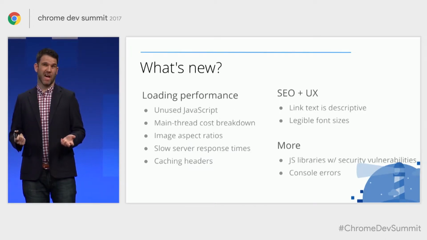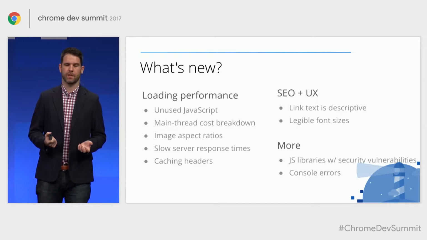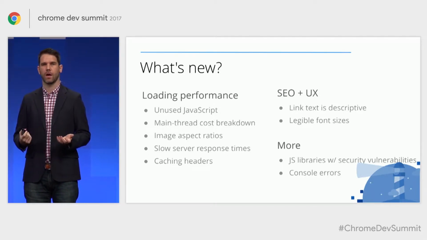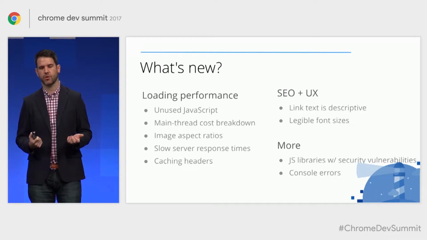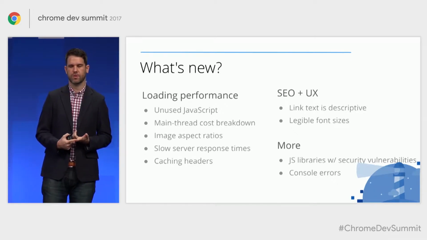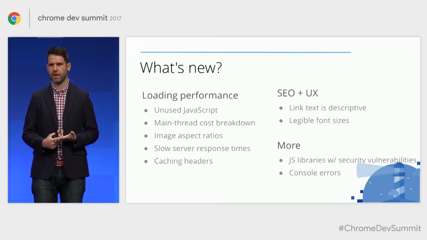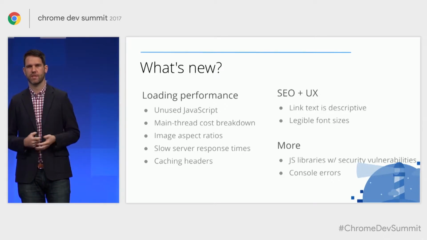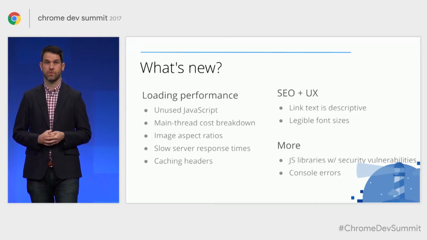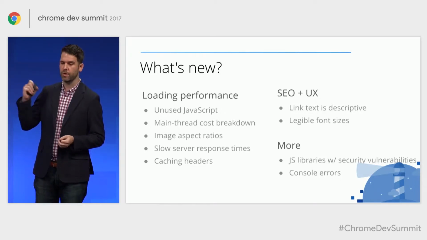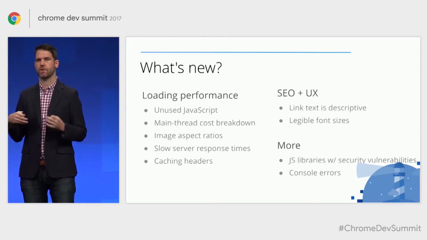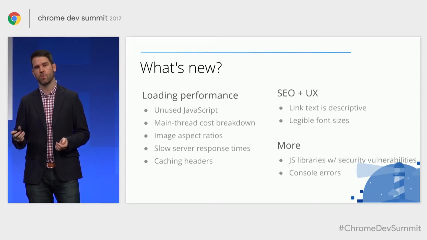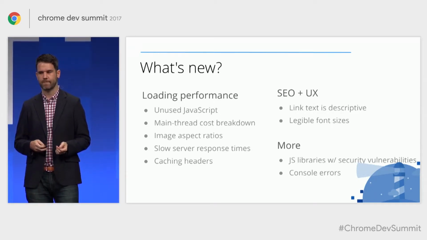A few of the key highlights that I'm really keen on: some new stuff around loading performance. We're identifying what percentage of your JavaScript was executed, identifying slow server response times, and identifying when your image aspect ratio has issues. Also, some nice things around SEO and your user experience. And one of my favorites now is if your page has a JavaScript library which has a known security vulnerability, we'll flag that for you too.